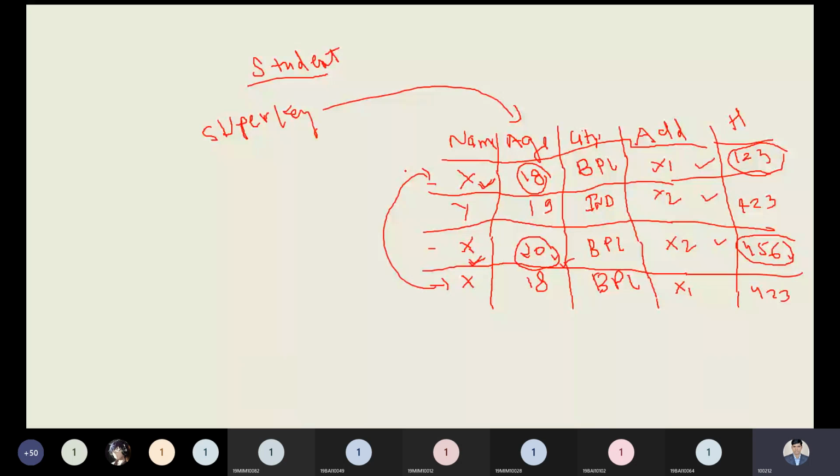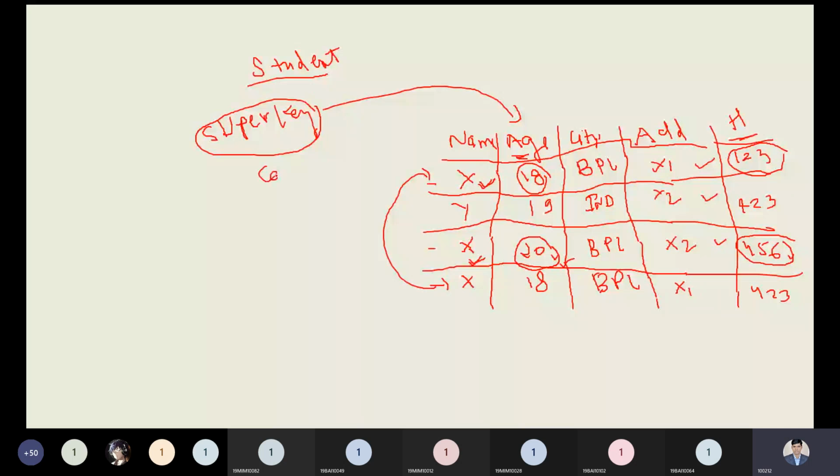So super key is basically the simple key of the key attribute, but a candidate key may be a set of the super key. So here I'm just making the candidate key along with the age and hostel. So here we have the candidate key.